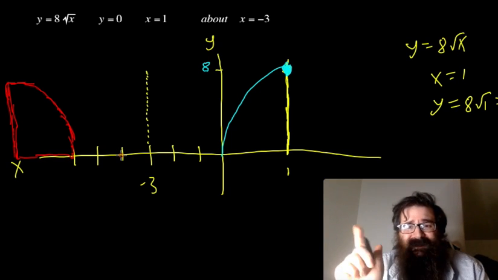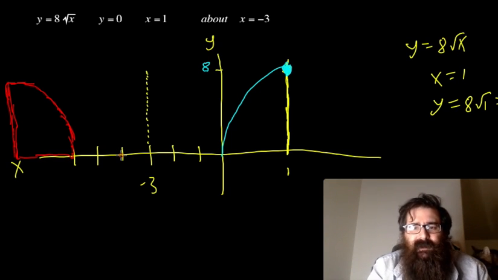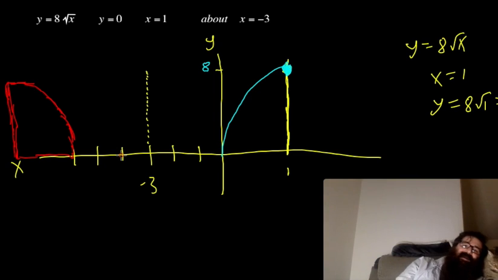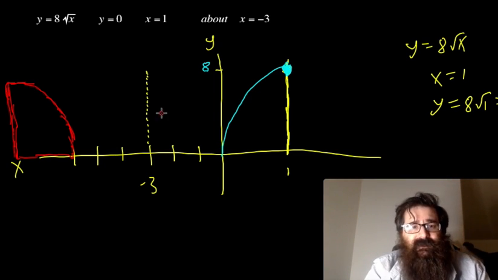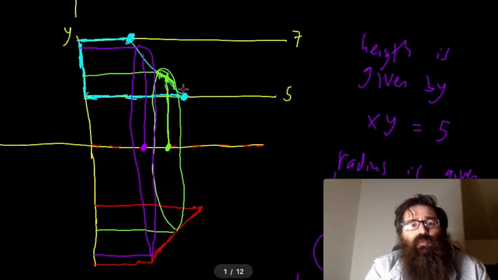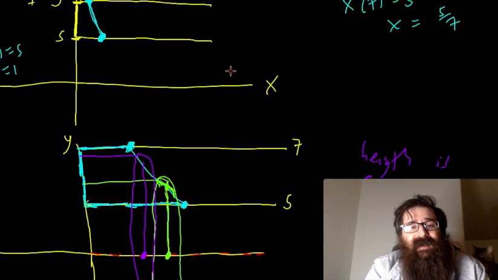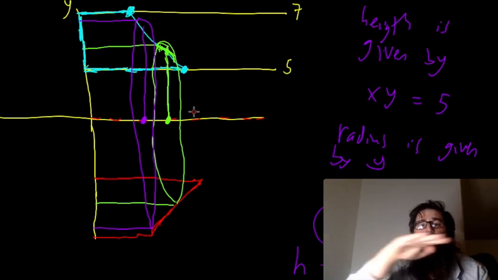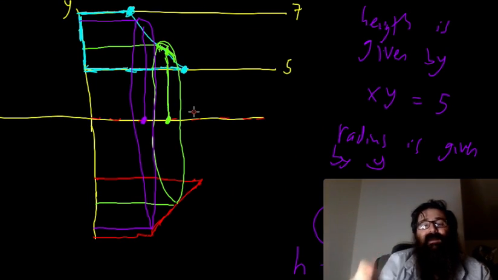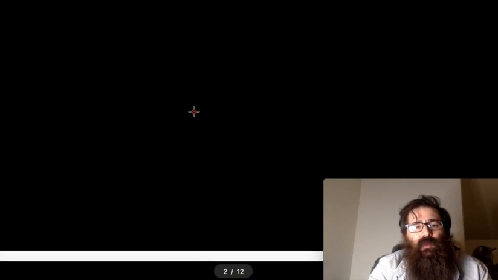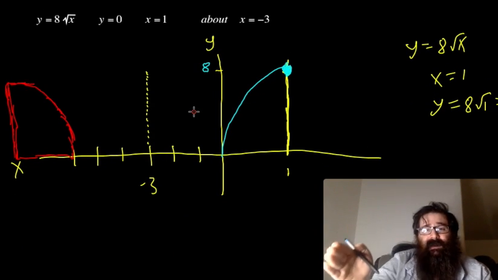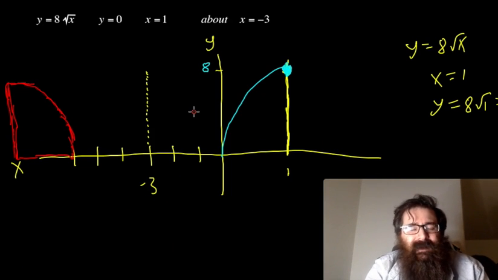Now I want you to notice, and this is different than the previous example, and we can try to generalize these a bit. In the last example, let's go back to it, we rotated about the x-axis. The x-axis is a horizontal line, and we wanted to integrate with respect to y. Now, in this example, we are rotating about a vertical line. We're going to want to integrate with respect to x. And that's something you can just keep in mind as you're going through these examples.